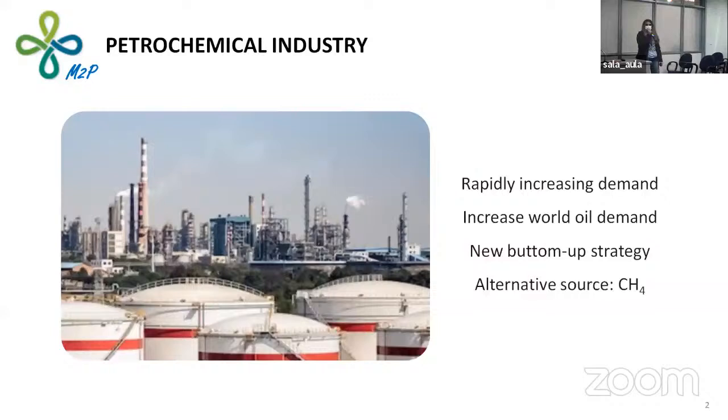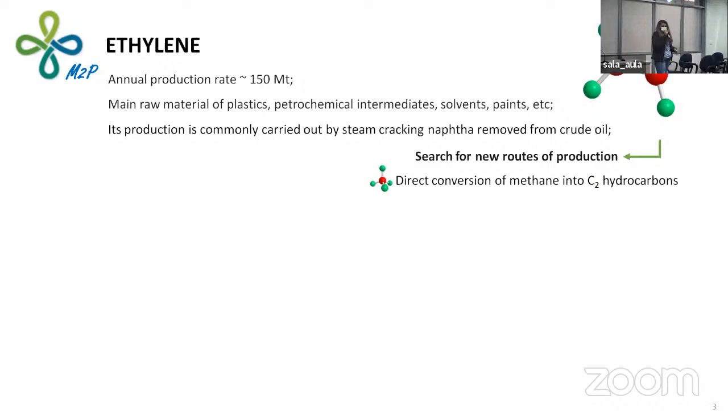As we know, petrochemicals are everywhere and their demand is still increasing, as well as the world oil demand. So ethylene is the most important raw material of this industry. Its application includes the production of plastics, petrochemical intermediates, solvents, paints, cosmetics, and its production is commonly carried out by steam cracking of naphtha, which is removed from crude oil.